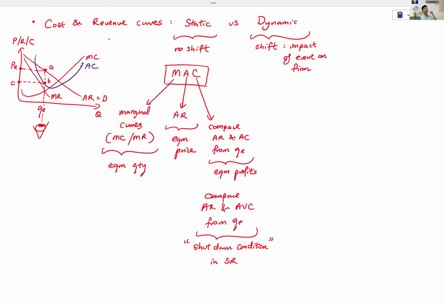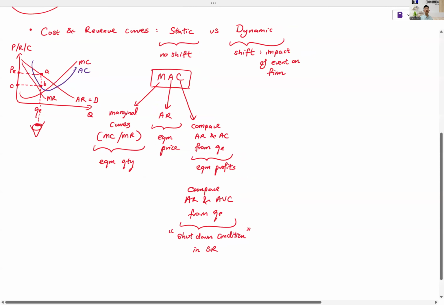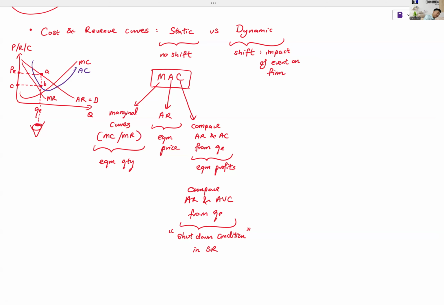The signboard is still there. You're still bounded by your fixed factor. You still have your tenancy contract. You cannot exit. Okay, follow? So one thing you must take away from this topic is MAC. And if you have taken away MAC, then you are ready to move on to dynamic analysis. If not, there's no way to jump from introduction to dynamic analysis. You need to have static first.